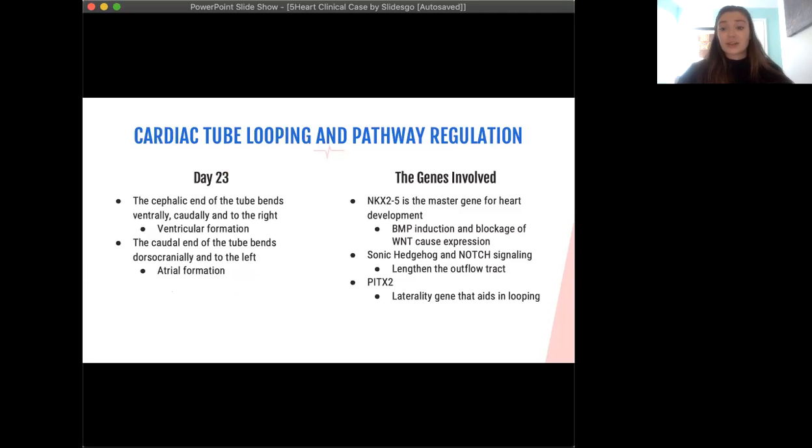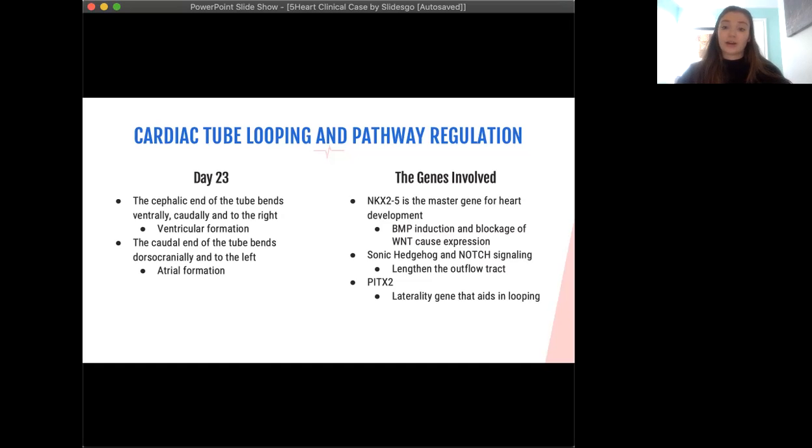The genes involved in this include NKX2-5, which is the master gene for heart development that comes from the cranial portion of the endoderm. A combination of secretion of bone morphogenic proteins, or BMPs, from the endoderm and inhibition of WNT secreted by the neural tube will cause NKX2-5 to be expressed. So WNT must be inhibited for the master gene for heart development to be expressed.